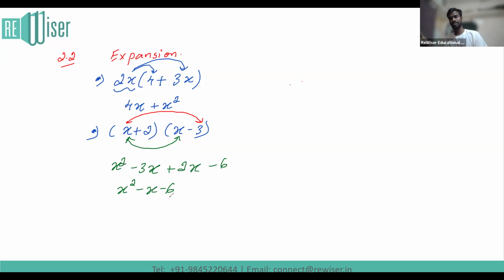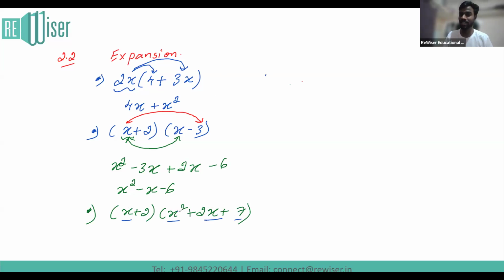Even we can expand 3 parentheses, keeping the same logic. All you have to do is keep 1 term and multiply this 1 term with each and every term in the other parentheses. So even if I have something like (x plus 2) times (x squared plus 2x plus 7), first of all, I'll keep this x and multiply this x to each and every one of these terms.